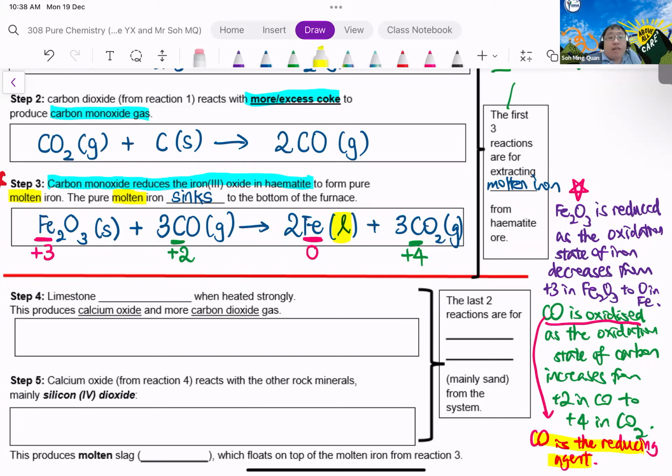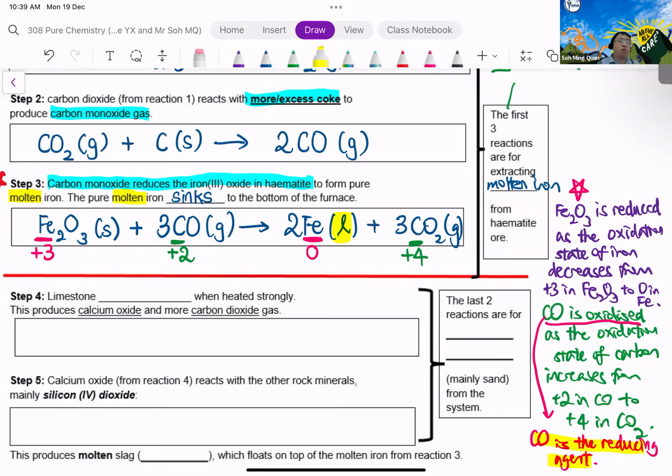Okay, so once we are ready with this, you've understood it, you have no further questions, can you please give me a thumbs up? Then I'll finish the last 2 reactions. Okay, great. Let's move on.